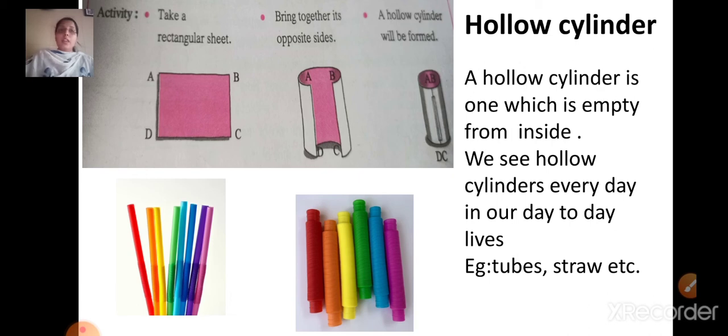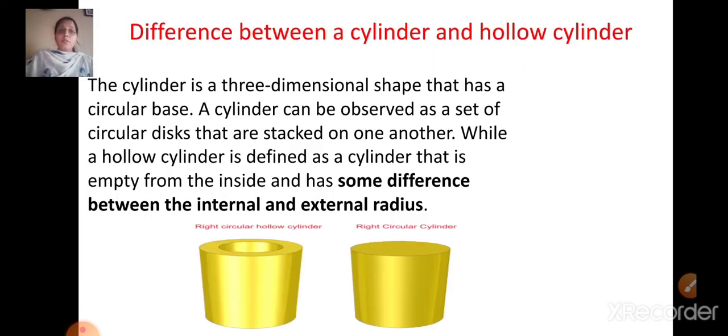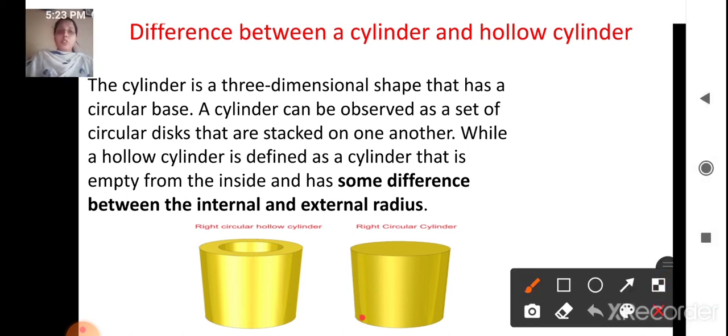Okay, now let us see what we have learned: the difference between a cylinder and a hollow cylinder. Closed cylinder or a cylinder, that is the same. So the cylinder is a three-dimensional shape that I taught you now, that has a circular base. I showed you here also. In this picture also you can see it has a circular base. A cylinder can be observed as a set of circular discs that are stacked. How I showed you the example of carom board coins, I had stacked one upon the other.